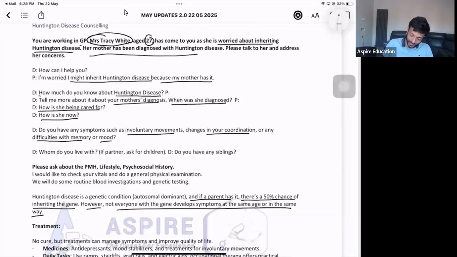So what I would like you to do is find out whom she is living with, see if she has got any partners, see if she has got any children, if she is planning to have any children, if she has got any siblings or not. So these are the history points that you should be taking, because you are doing a kind of risk assessment for her kids in the future, and for her siblings as well. So that's something that you are doing, right?